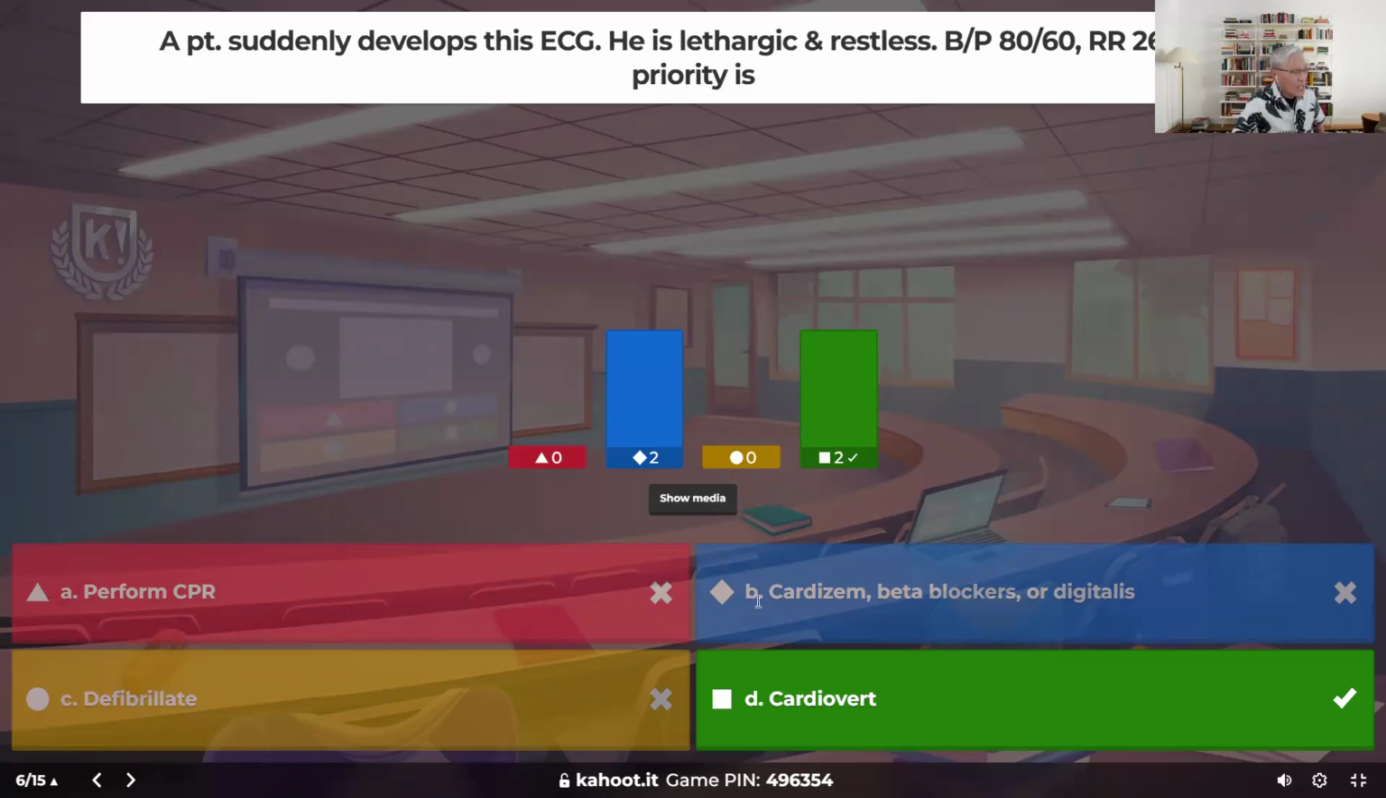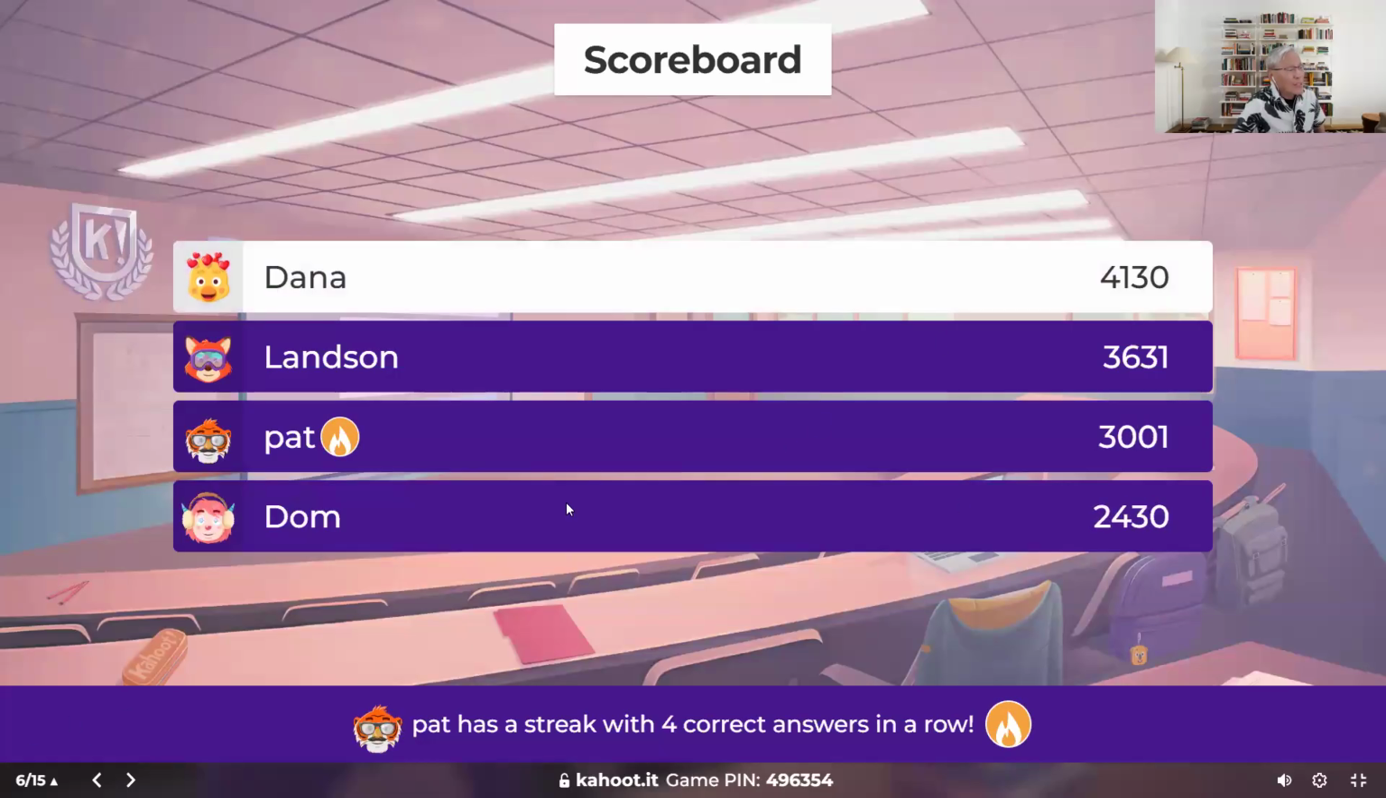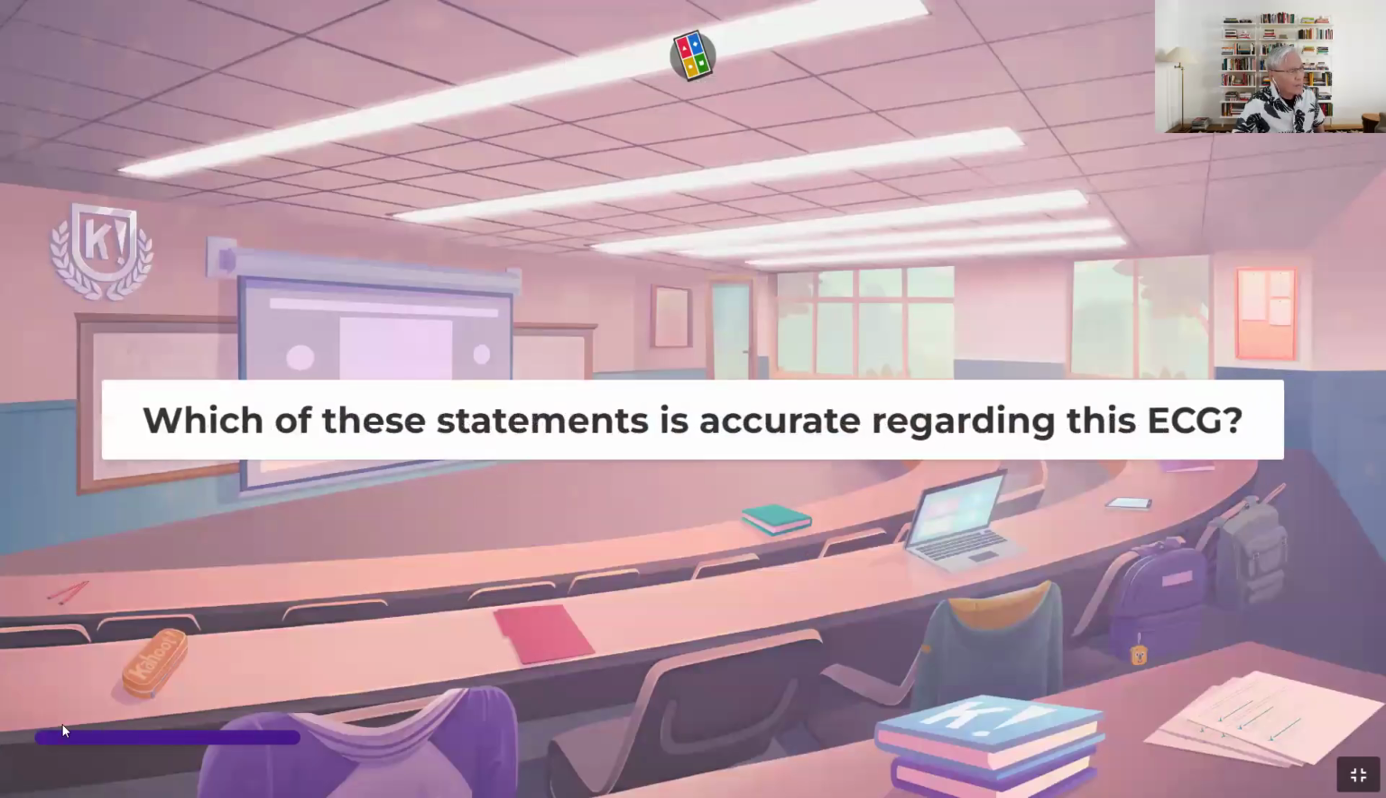So let's see, it's equal between the four of you. Remember that if the patient is severely compromised, then we need to make sure that we terminate it immediately. Giving Cardizem or beta blockers might be slower as far as its effect is concerned, and that's why cardioversion would be the best intervention. Congratulations to Dana again. All right.